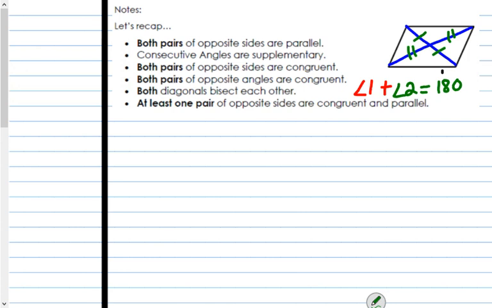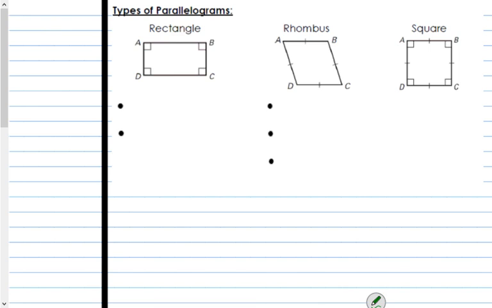And at least one pair of opposite sides are congruent and parallel. So this side may be congruent and parallel to this side, or opposite. The left and right sides may be congruent and parallel to each other. Those are all properties of parallelograms. Now we're going to talk specifically about types of parallelograms. All of those properties of parallelograms exist for these, plus there's extra special characteristics.